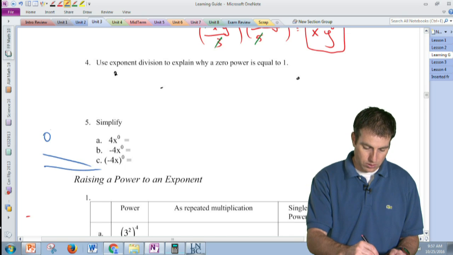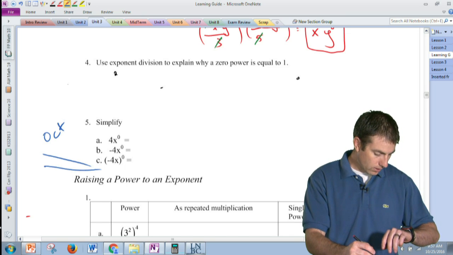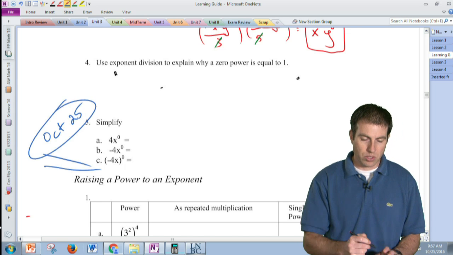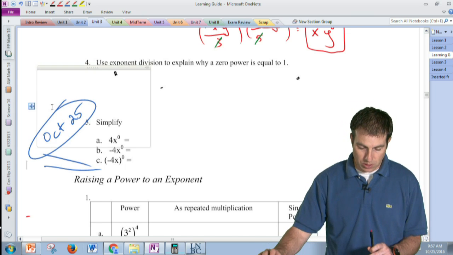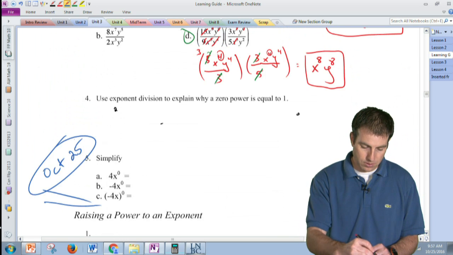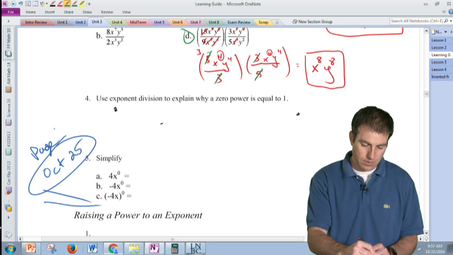Today's the 25th already. So October 25th, we should be good up to here. So this is number 5 on page 4.